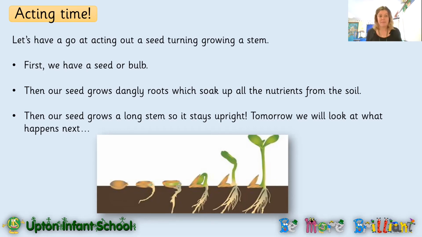So let's try that again. First, we have a seed or a bulb. Then our seed grows dangly roots, which soak up all the nutrients from the soil. Then our seed grows a long stem so it stays upright. So tomorrow we will look at what happens next. But for now, I'm going to add some leaves, and my plant has grown.